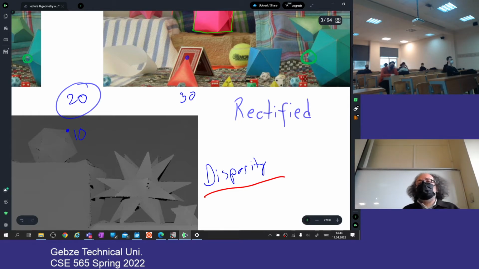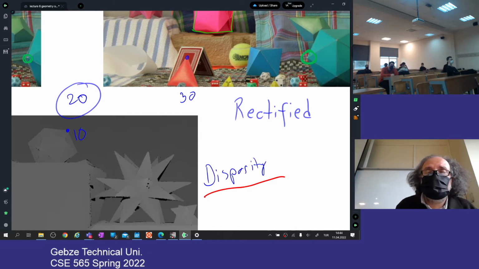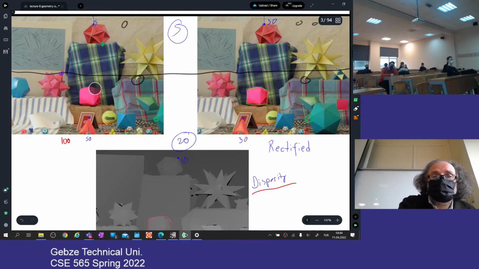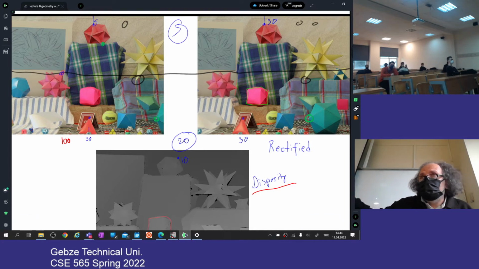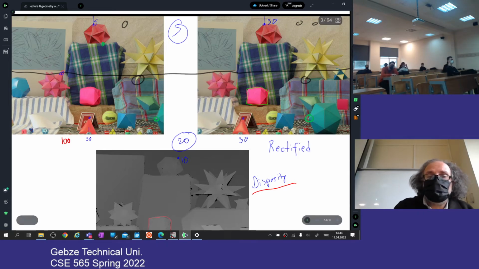Rectified images contain the corresponding points on the same line of the other image. If this point is on line number 100, then you are going to look at line number 100 on the other image. I am looking for the column number. So the y positions are the same for these rectified images.